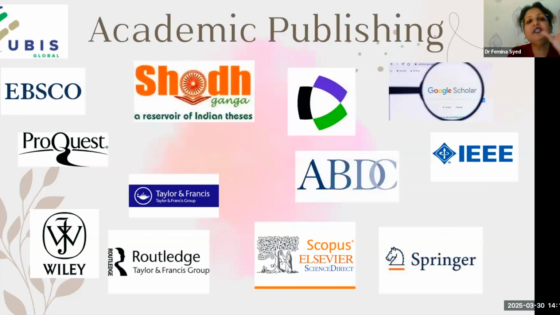Now, here you can see very many logos, right? It is very important that as a researcher, you should be able to identify who the publishers in your field are, what the major content databases available are, what the indexing databases available are, and which various search engines are available. Wiley, Routledge, Taylor and Francis, Elsevier, Springer, all these are major publishers in our domain.